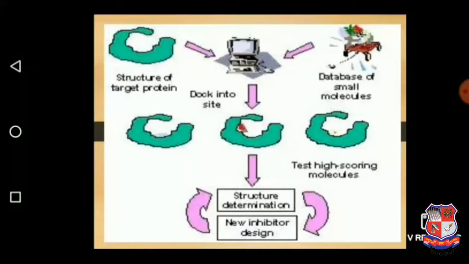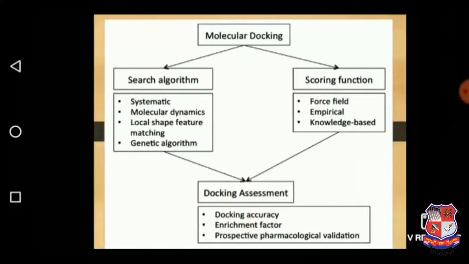So this is a software tool with which we can evaluate the structural determination and the inhibitor design, so we need to have the information regarding the protein and the database of small molecules. Into that portal, the software will ultimately dock this into the site, and we will get the structural determination.